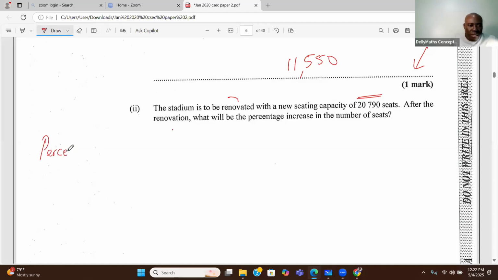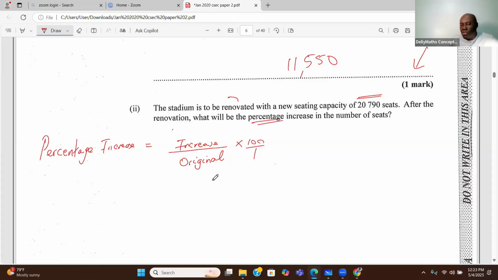So percentage increase is to get your increase, and you put that increase over the original, because you had to increase from somewhere, which is natural. A percentage increase or decrease can only be related to the beginning, what was there originally. So you put that, and you multiply by 100, because as long as you're going to percentage, you multiply by 100.